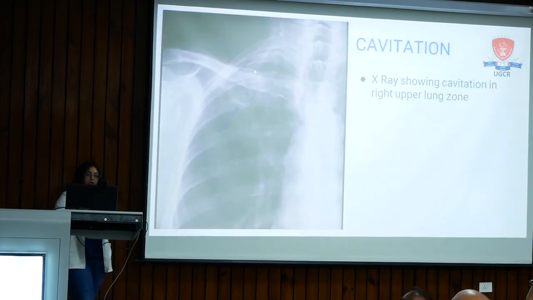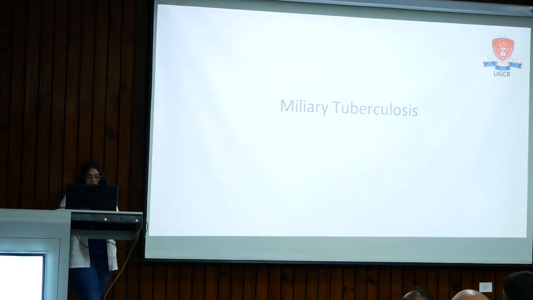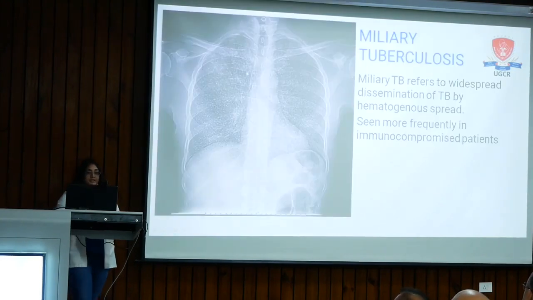This is again an X-ray showing a cavitatory lesion. This is an axial view high resolution computed tomography showing cavitatory lesions along with tree-in-bud appearance, which is indicative of an active disease. Coming to miliary tuberculosis, in this chest X-ray, you can appreciate millet seed-sized opacities of 1 to 3 mm in diameter distributed randomly all over the lung fields.